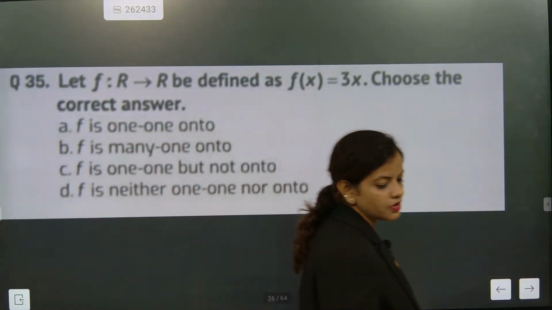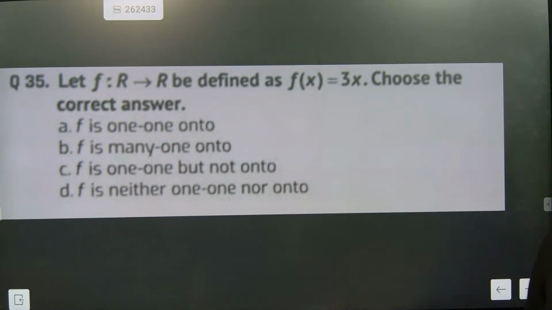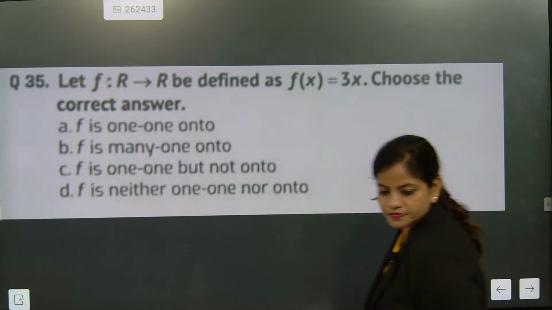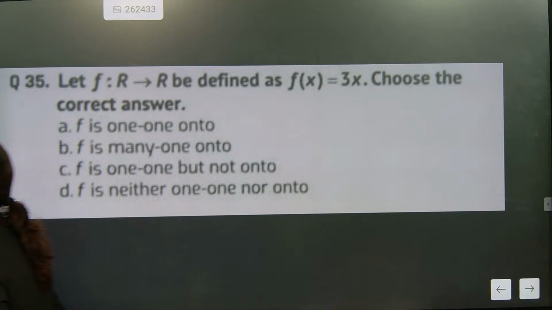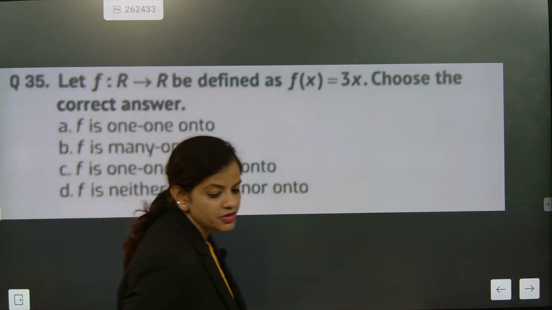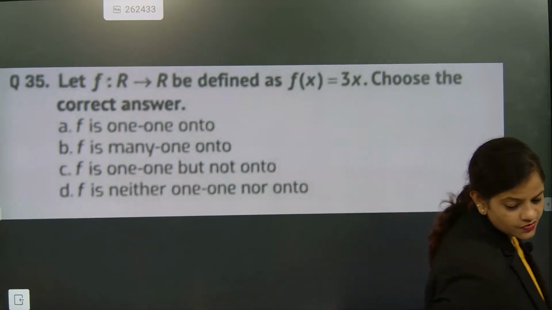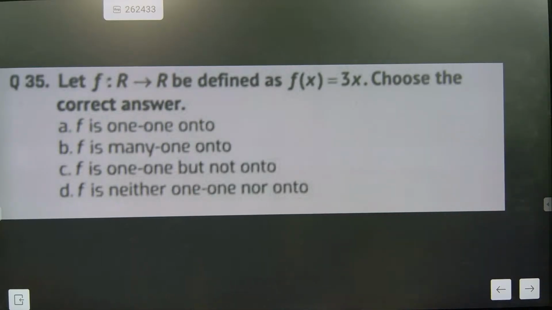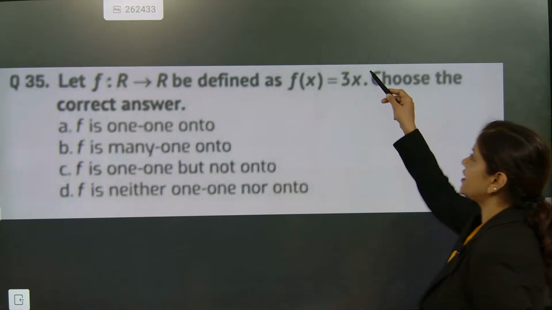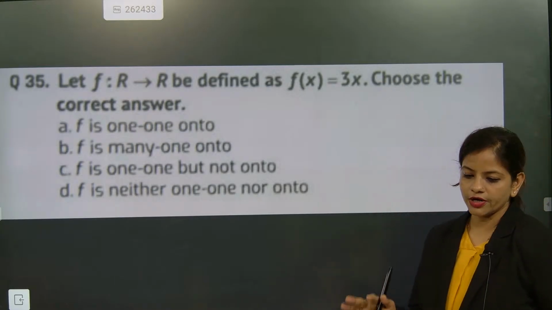f of x is equal to 3x. Now it is for real R to R. So definitely this question is going to be linear. Linear is always linear. Here I told you one thing: whenever x will have odd degree, here x to the power 1 means odd degree only, the highest degree is odd, it will be one-one onto. So what is the highest degree here? 1. 1 is odd. Understood or not?